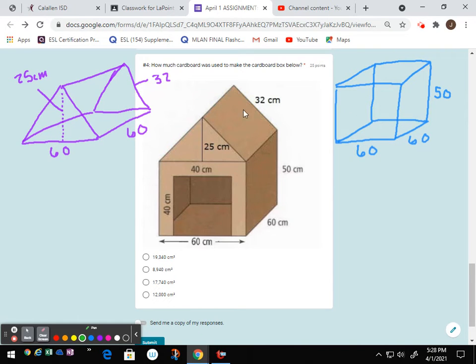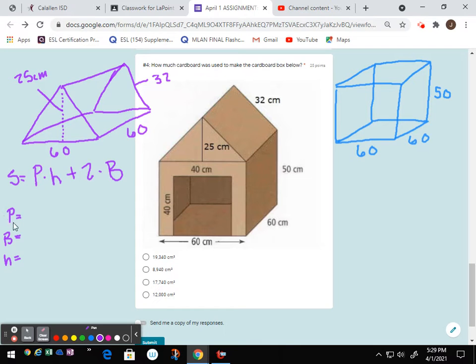So we have our triangular prism, which is on top over here, and we have our rectangular prism, which I drew over here. Okay, we're going to ignore this cardboard door right now. We're just worried about the 3D shapes. So let's work with this triangular prism first. With this triangular prism, our surface area formula, we can find the total surface area. So we have big P times H plus 2 times big B. So we need to find the perimeter, the base, and the height.